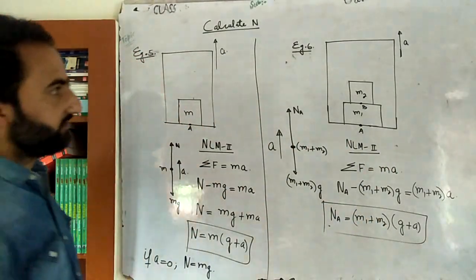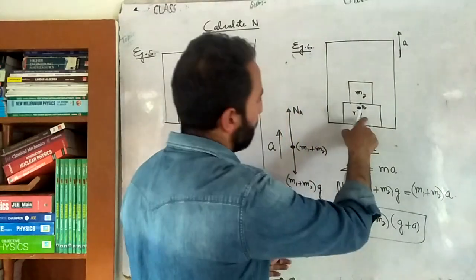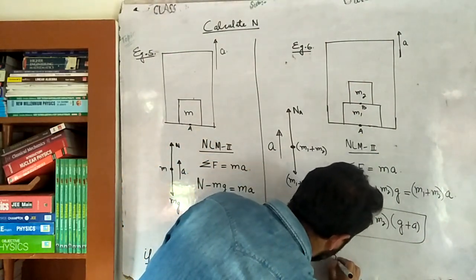And the same way, if you want to calculate the normal reaction at point B, it will simply be like this. Simply the mass above. So the mass above here was m1 plus m2, and here the mass above is m2, multiplied by (g plus a).